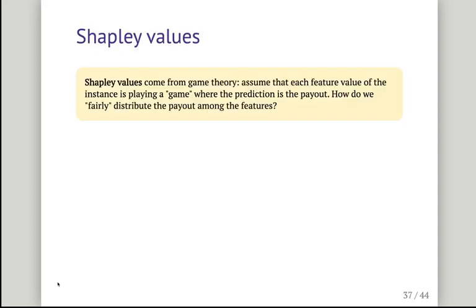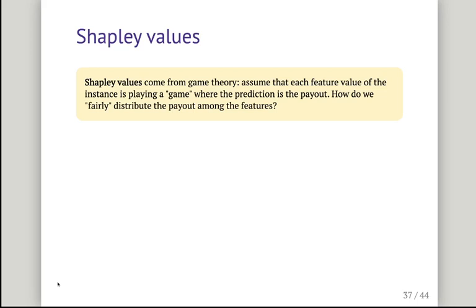The last class of model agnostic interpretability measures that I want to talk about are Shapley values, or based on Shapley values, I should say. So what are these things? Shapley values are taken from a field of mathematics called game theory. So the idea here is that we're assuming that each feature value is playing a game.